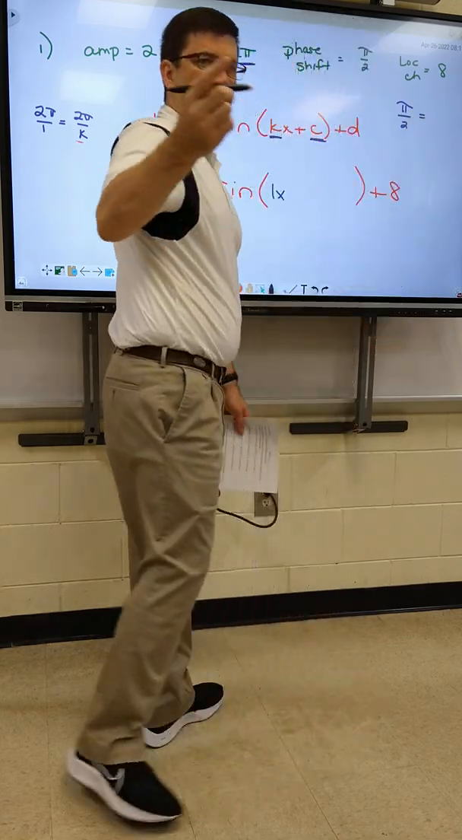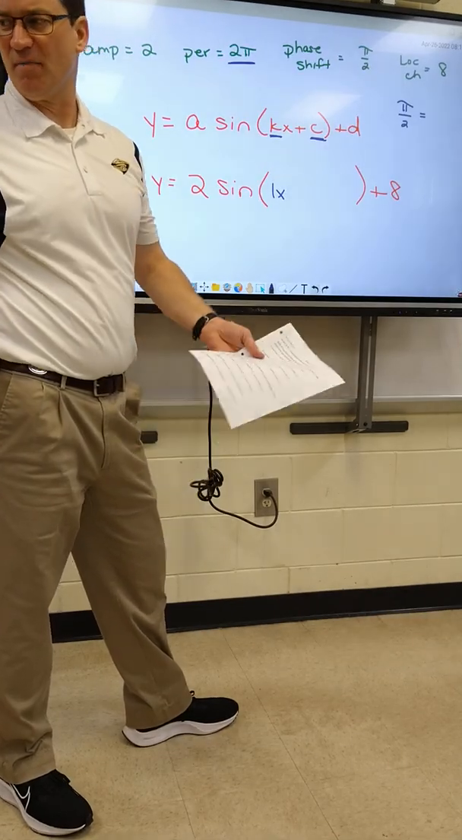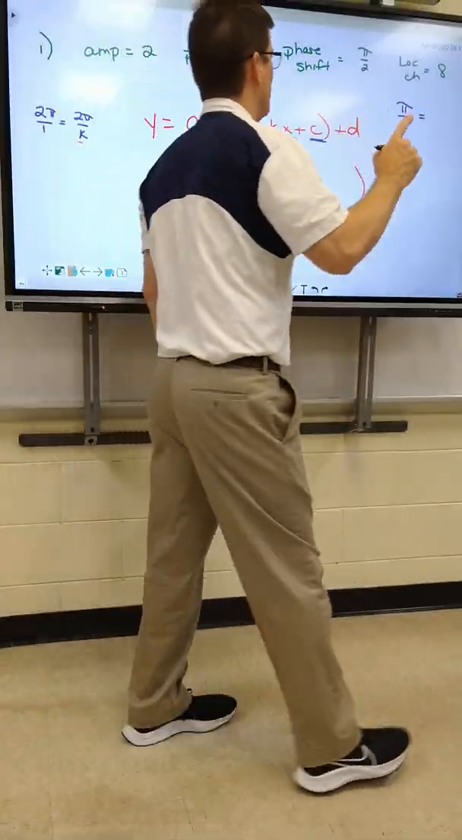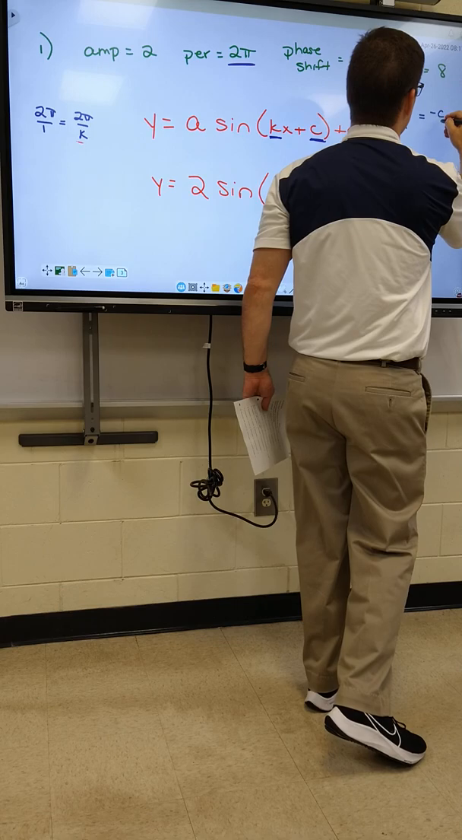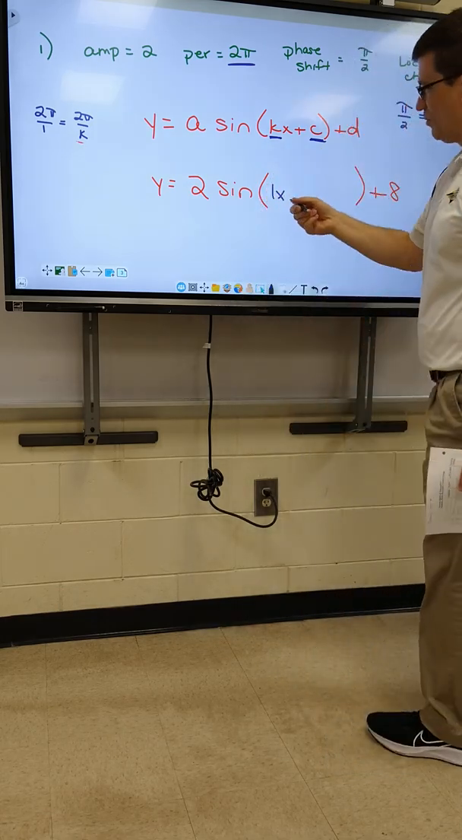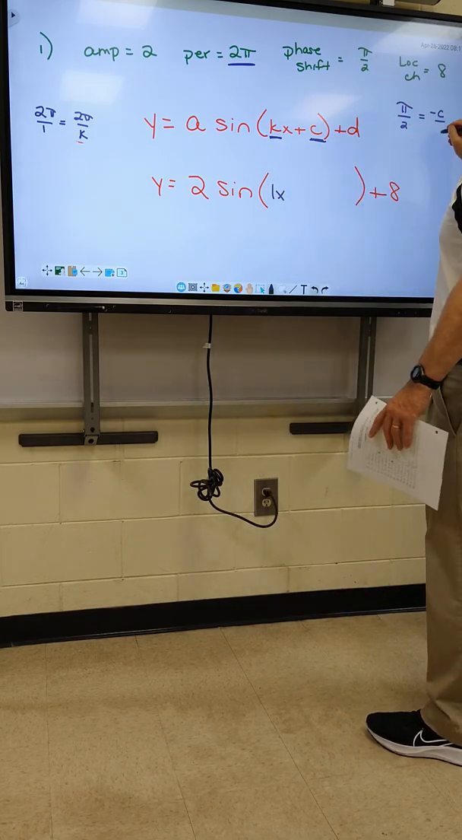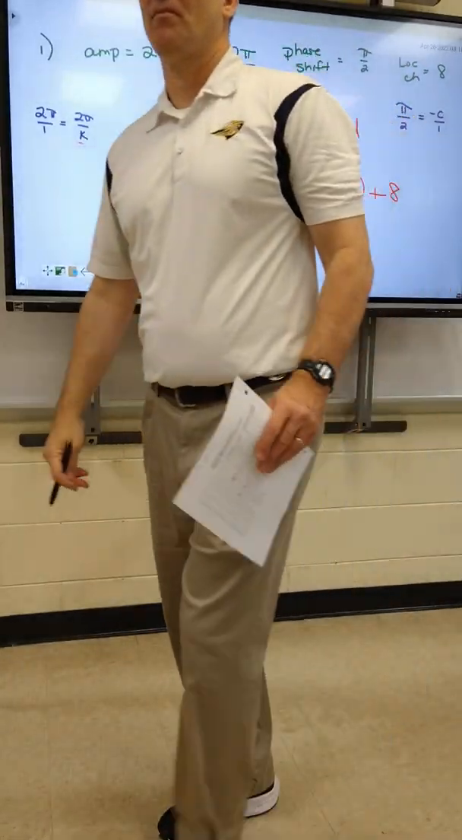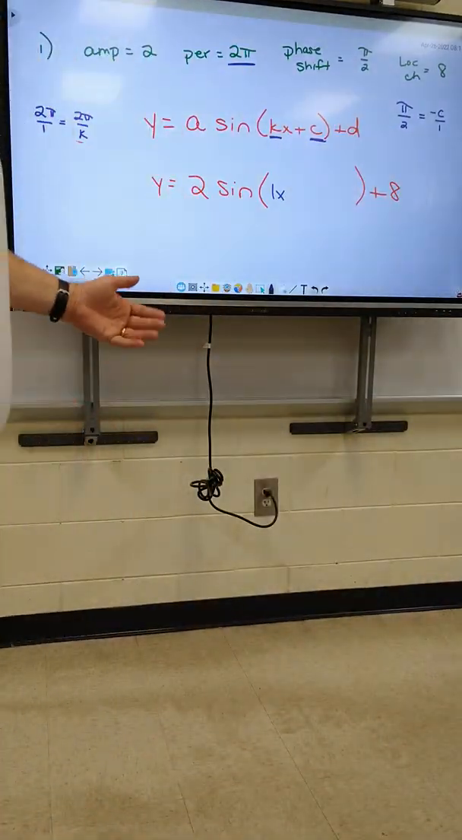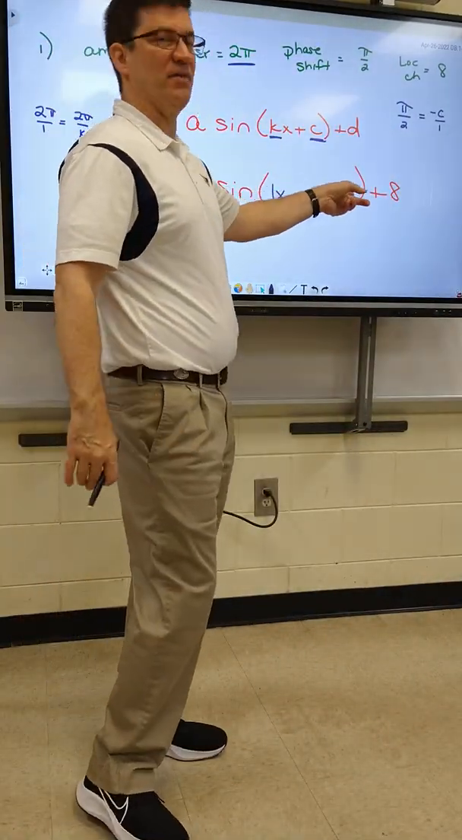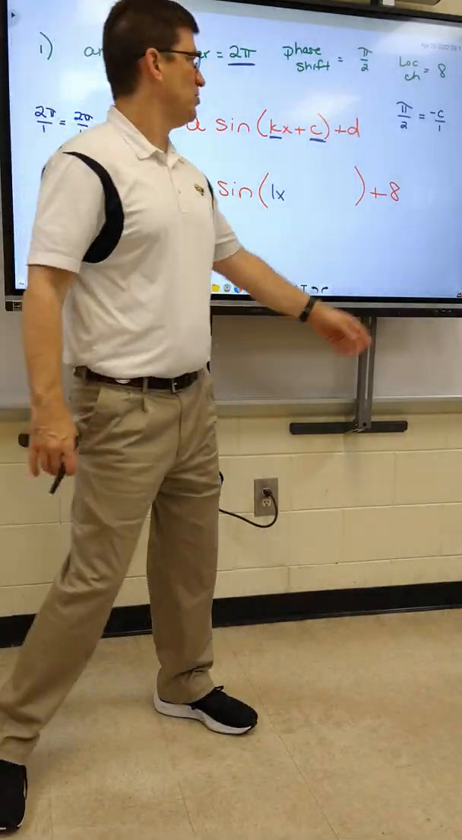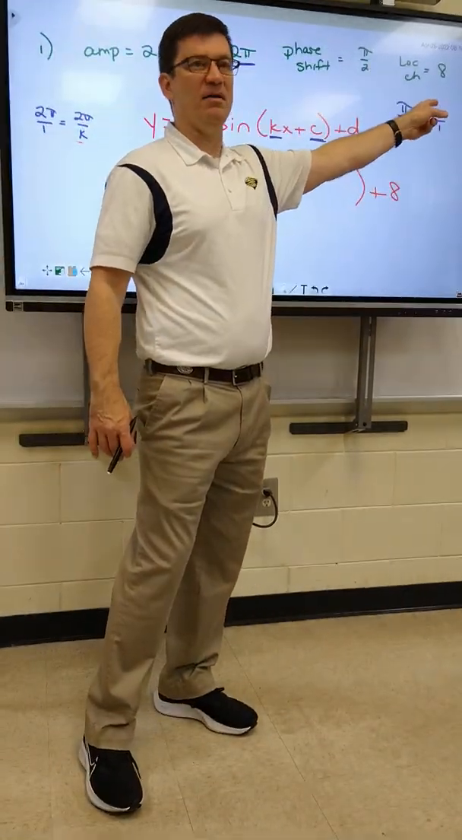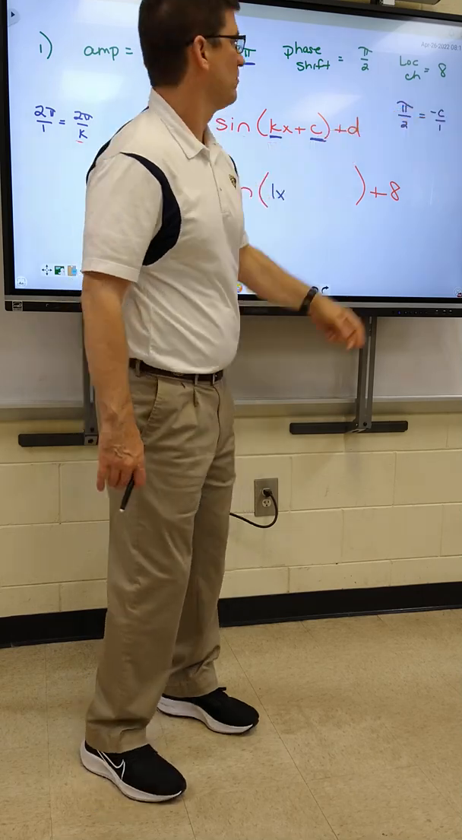Now, what's the formula for phase shift? Negative C over K. You write negative C. Instead of writing K, we already found out that K equals 1, so you write negative C over 1. You have to find this answer before you find this answer. When you cross multiply and divide that, you're going to have your answer.